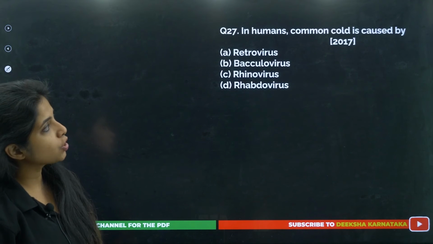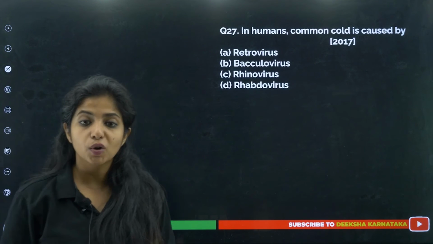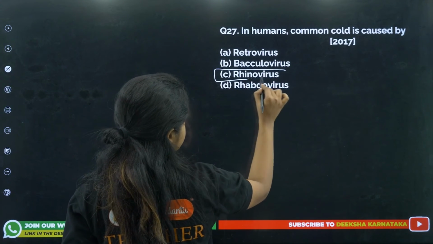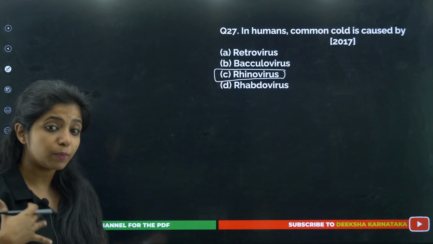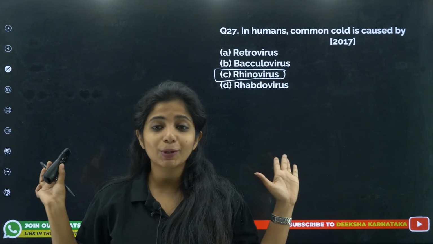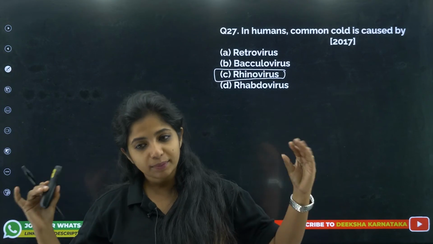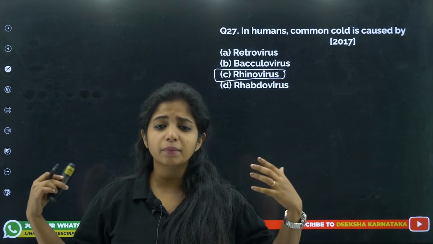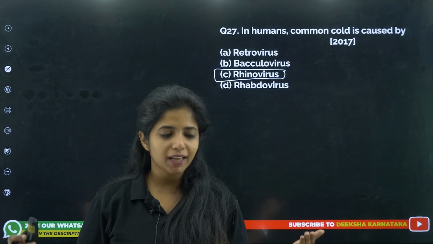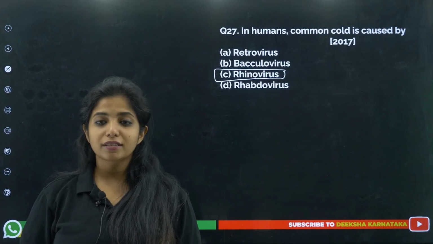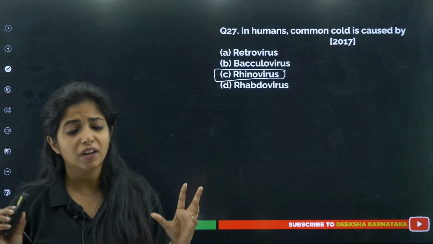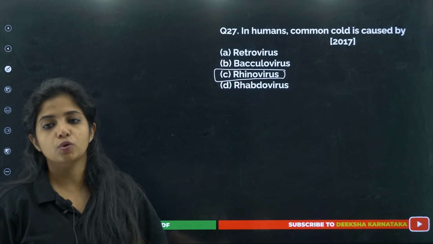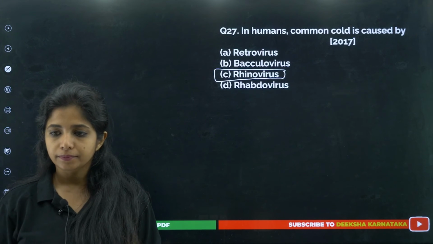Next one. In humans, common cold is caused by a group of viruses which you call rhinoviruses, which repeatedly change their genetic material, which is why we are not able to find any cure for common cold. Anyone who has a cold will have it for 7 days, and after that it will go off. Our body will naturally fight, but every time it comes in a new shape, new variety, our body is tired of making antibodies for it. So there is a group of viruses which you call rhinoviruses.